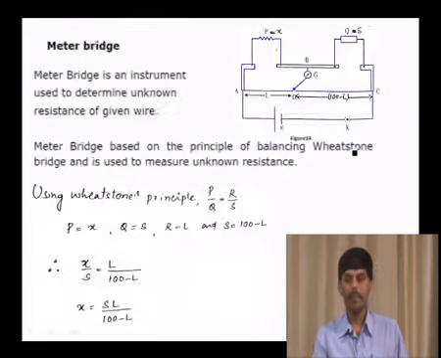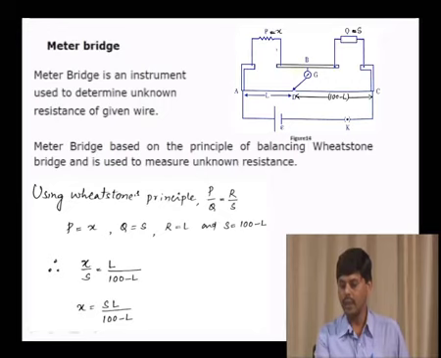I think the students were very familiar with the Wheatstone bridge. In the laboratory we were using this meter bridge. This meter bridge is an instrument which is used to find out the resistance of an unknown wire. You are going to find out the resistance of the wire. And this works on the principle of the balanced Wheatstone network.